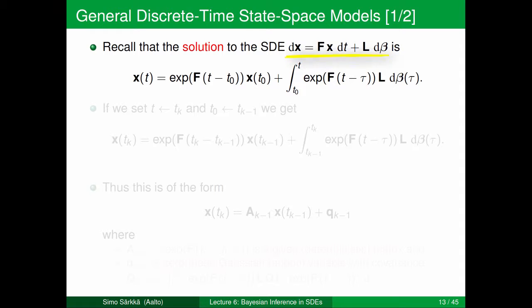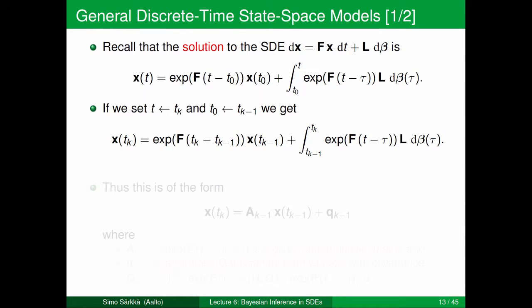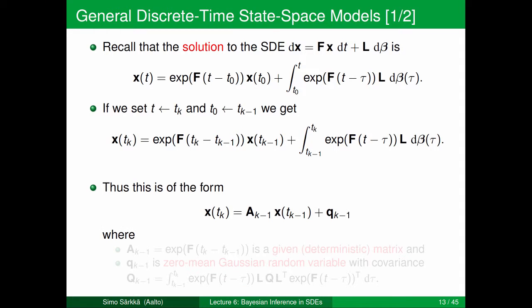Recall that the solution to an SDE dx = F x dt + L dβ is given like this. So x(t) is equal to the matrix exponential of F(t - t0) times x at t0, plus the integral from t0 to t of the matrix exponential of F(t - τ) times L dβ. Now, if we set t to be equal to t_k and t0 to be equal to t_{k-1}, we get that x at t_k is equal to the matrix exponential of F(t_k - t_{k-1}) times x at t_{k-1}, plus the integral of the matrix exponential of F(t_k - τ) times L dβ, which can be seen to have the following form.